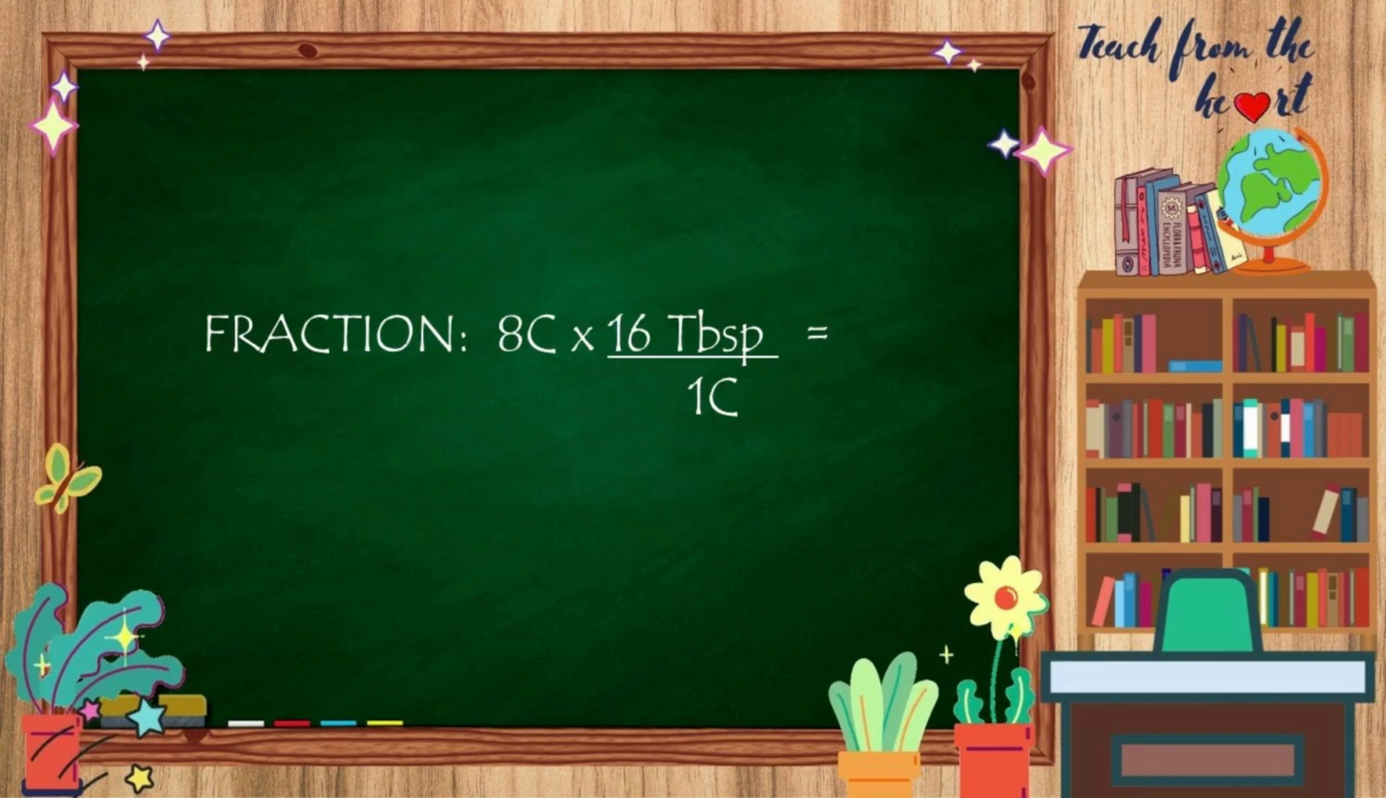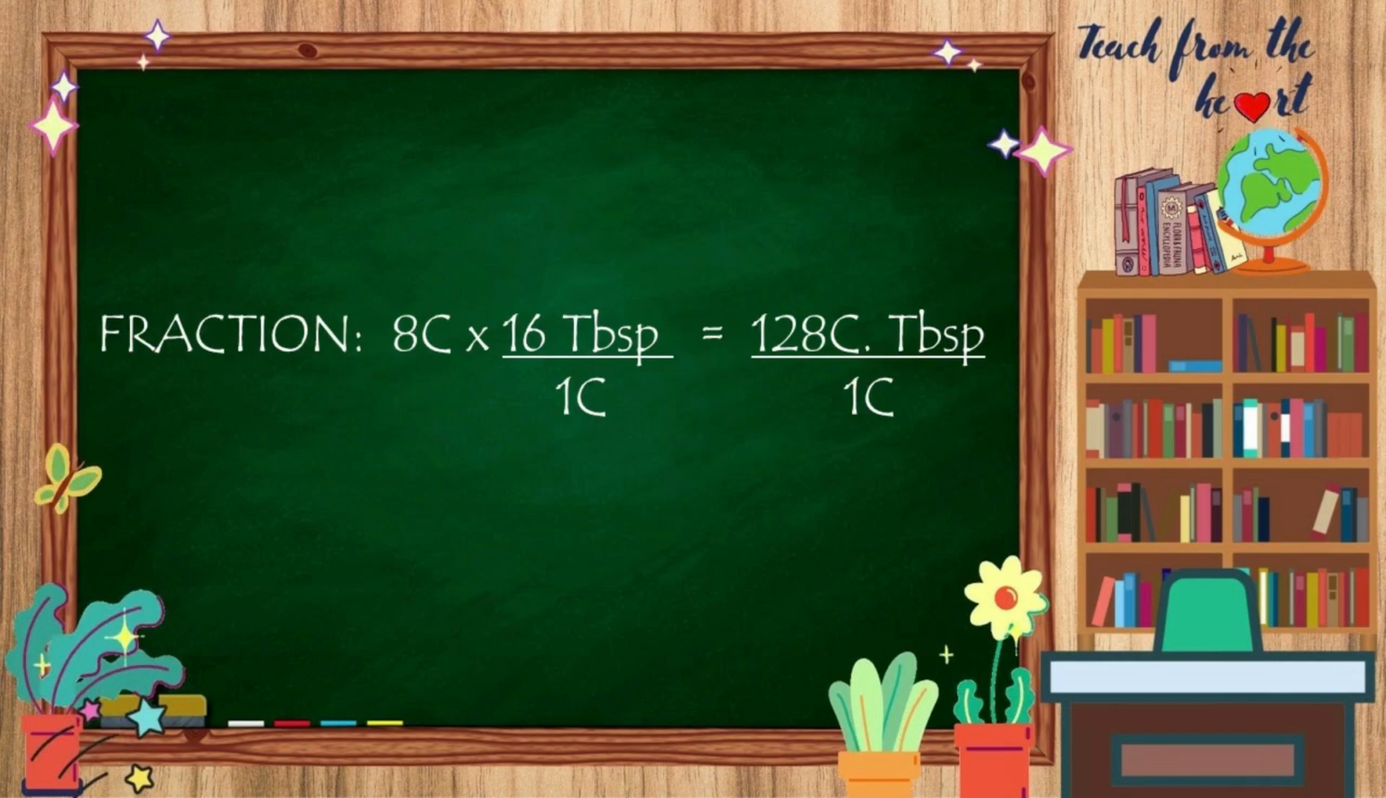Multiply it out, leaving all units in the answer. Cancel any units that are both top and bottom. The answer is 128 tablespoons.